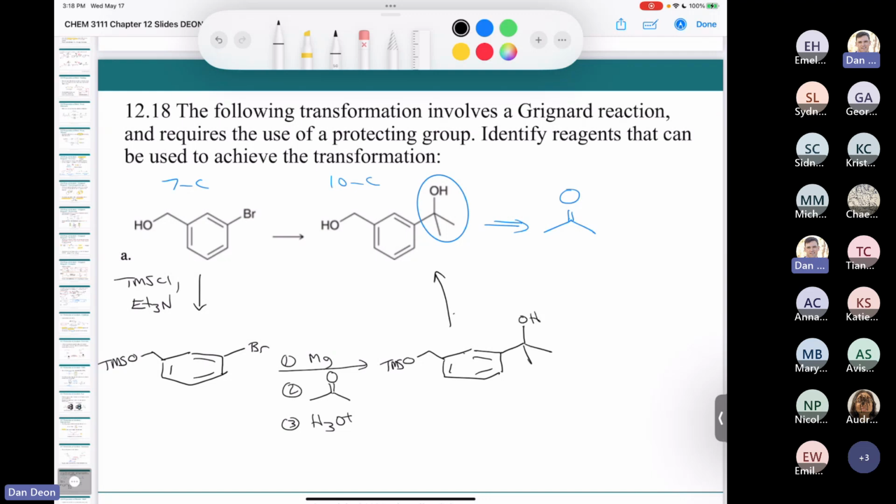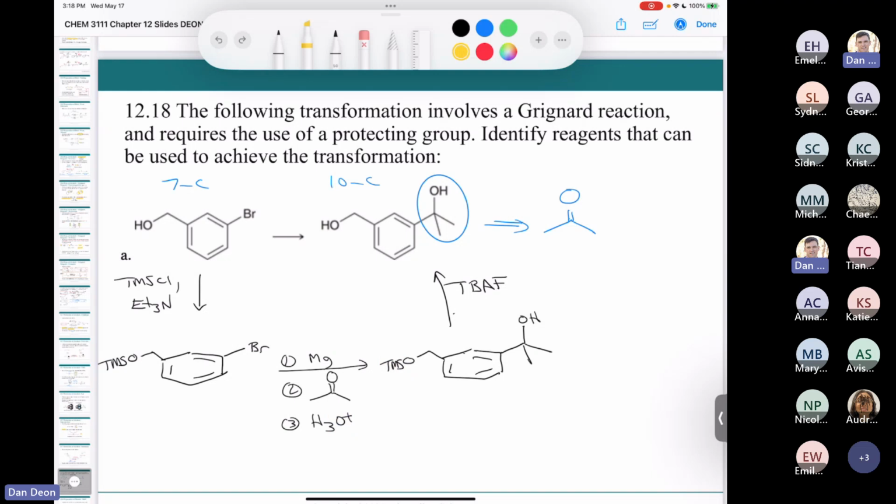And then I'll just put TBAF to remove the TMS group. I have in my notes here, a student asked me, well, hold on, if you're using H3O plus, shouldn't that remove the TMS? Yeah, it probably would. But anyhow, I'll just throw in the TBAF anyway.